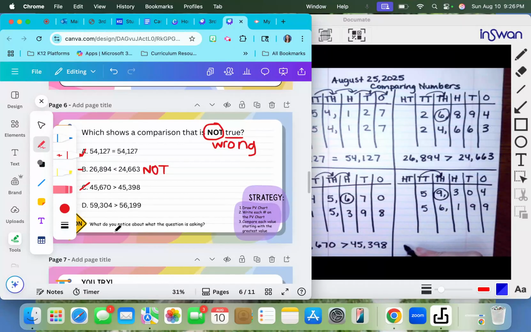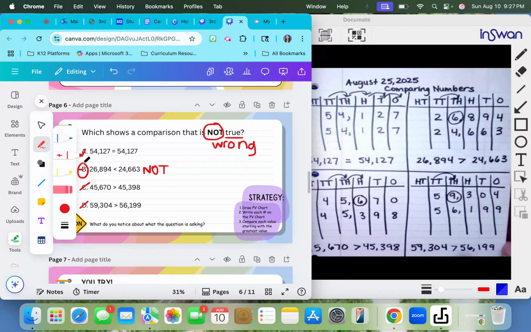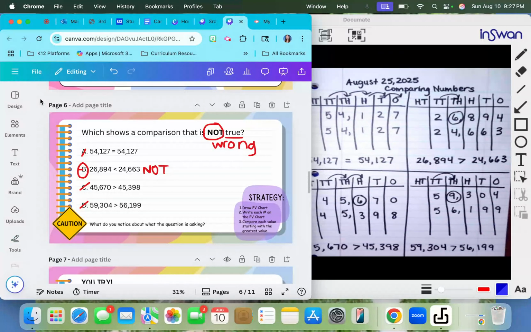So let's write our comparison statement. Remember, you write it in the order of the numbers you were given. So 59,304. And we said he was greater than 56,199. Does that match? It does. And so we don't want that because we want what's wrong. And so B is the correct answer. Good job answering a tricky question. And look at all of our work we have, all of our thinking. Very impressive.